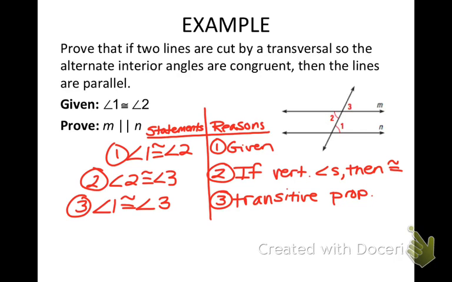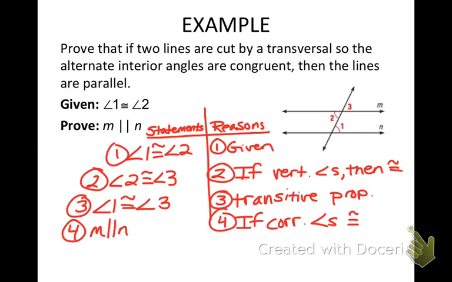So now, 1 and 3 are what type of angle? Not alternate exterior. Corresponding. So if corresponding angles are congruent, what's true? Then they're going to be parallel. So that means I can finish with my prove line. So M is parallel to N. Yep, so if corresponding angles congruent, then parallel lines.